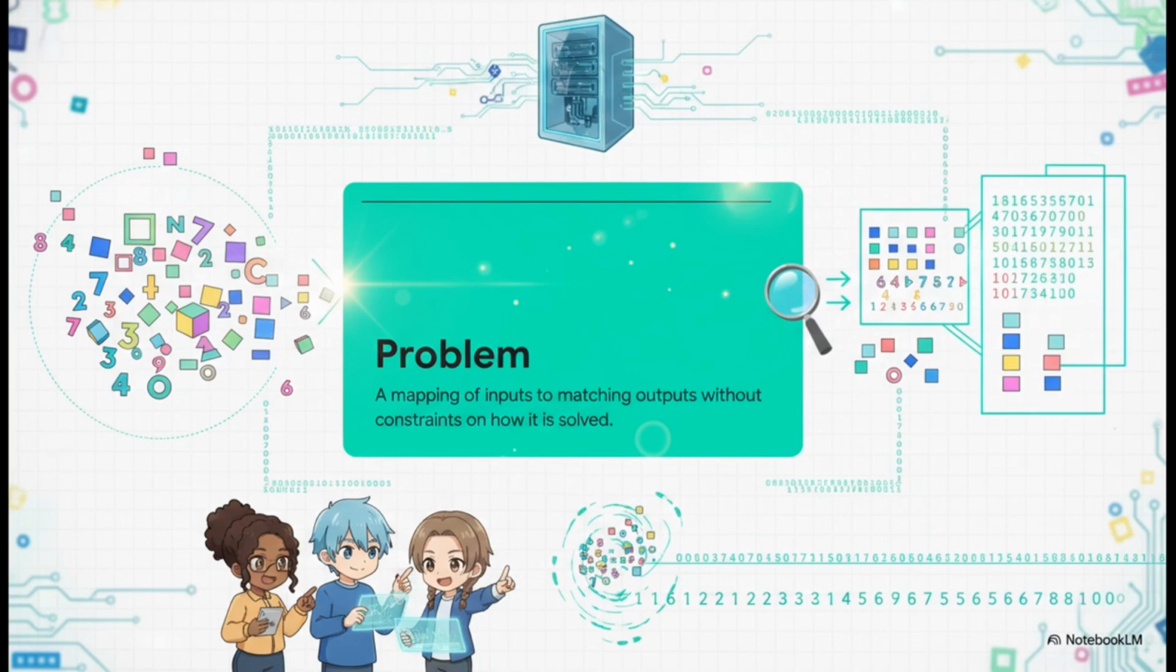Now, in computer science, a problem isn't actually a bad thing at all. It's simply the goal we're trying to achieve. You can think of it as a mapping of your inputs to your matching outputs. For example, sorting is a total classic. Your input is just a scrambled, chaotic list of numbers, and your desired output is that exact same list, perfectly ordered from smallest to largest. Notice how the problem definition doesn't tell you how to sort it, it just clearly defines what success looks like.